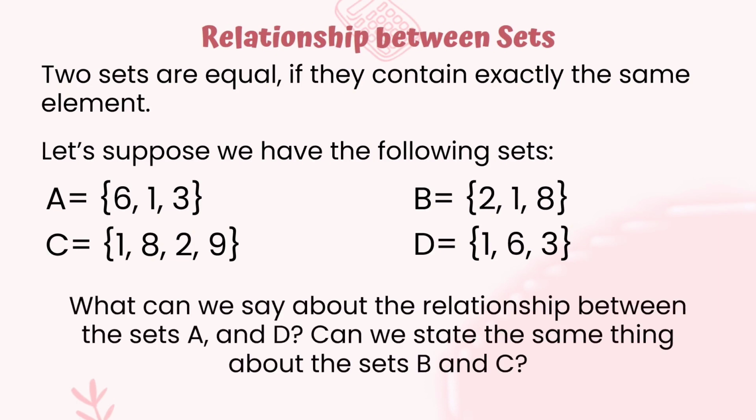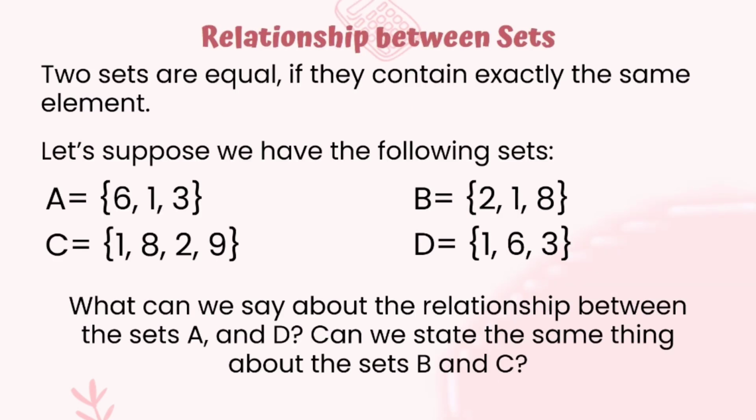So what exactly can we say about the relationship between the sets A and D? Let's look at A and D. You can see that you have a 6 here and here, a 1 here and here, and a 3 here and here. So they have exactly the same elements, but they're not in the same order. What we can say is that set A is equal to set D, and I can flip that around and say set D is equal to set A. It doesn't really matter how I write that. Set A is equal to set D because they have exactly the same elements.